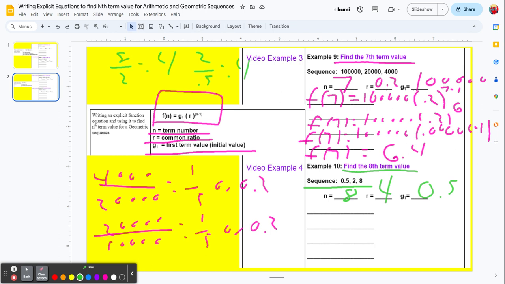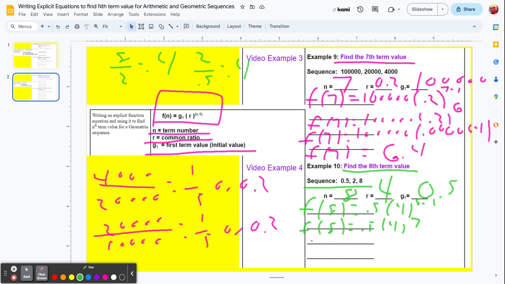All right. So could we figure this out? There's only eighth term. Could we figure this out by just multiplying each term by 4 and keep doing it until you got to the eighth term? Yes, you could. But we're trying to teach you how to use the formula here. All right. So f of 8 equals the initial value, which is 0.5, multiplied by 4 raised to the 8 minus 1 power. So then we get f of 8 equals 0.5 times 4 to the 7th power.